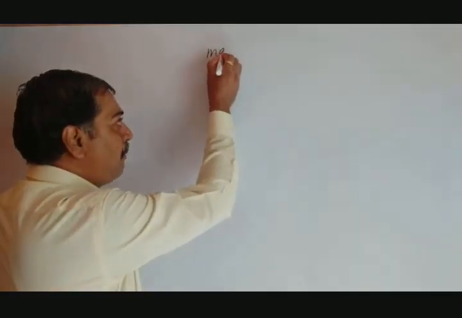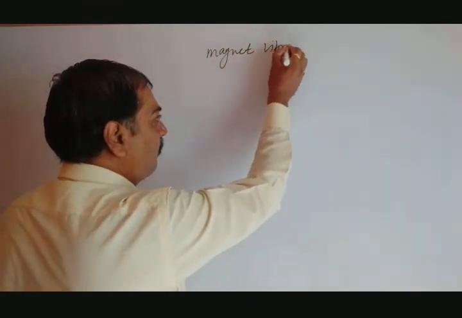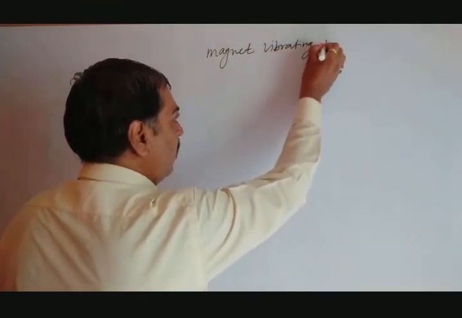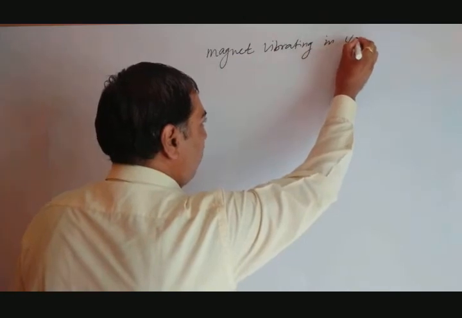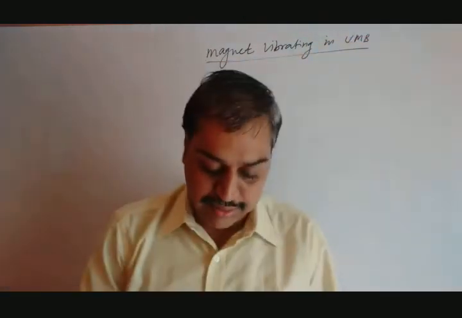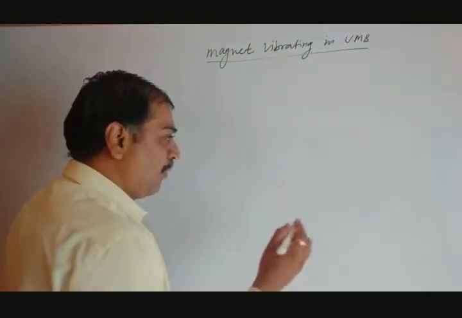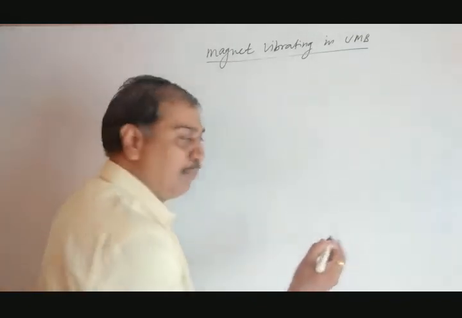So it is a magnet vibrating in a uniform magnetic field, and it behaves as an angular simple harmonic motion. How it is, that we have to see. First of all, I will draw the diagram. Before drawing the diagram, let's start with one basic topic.